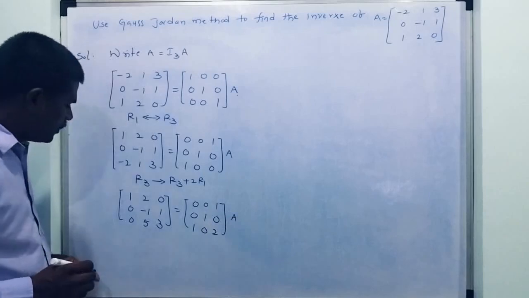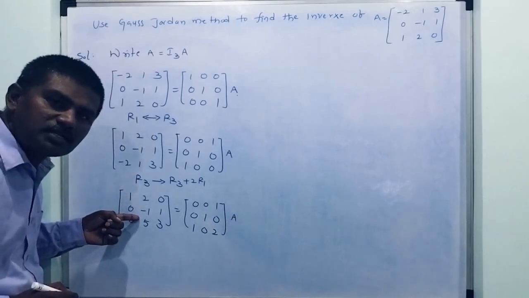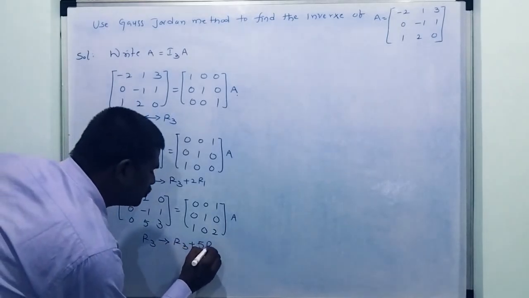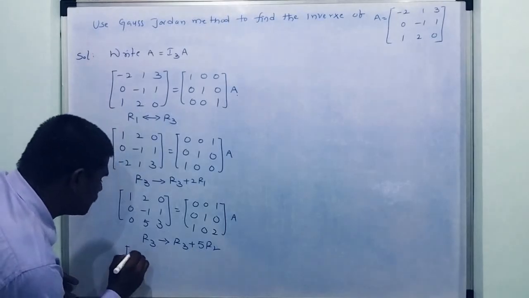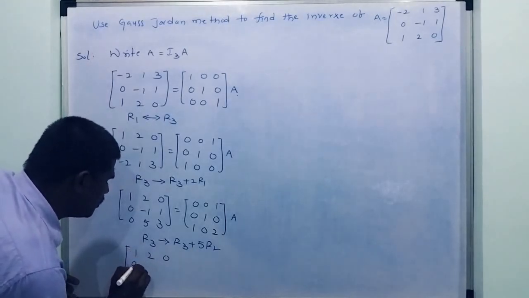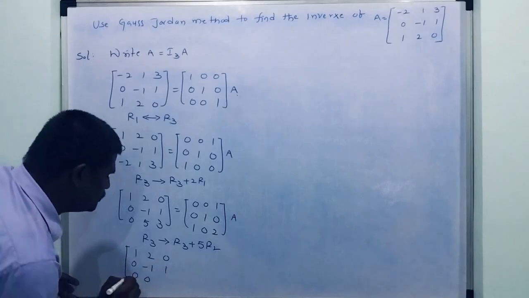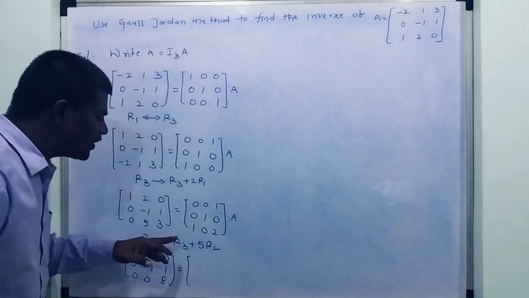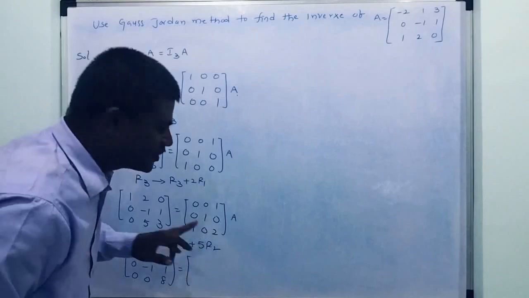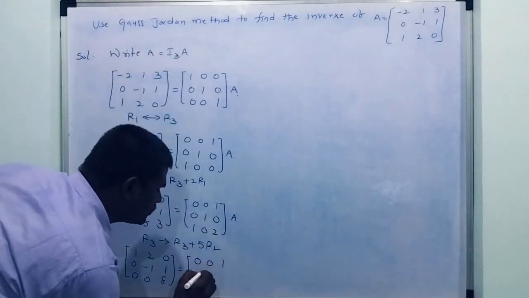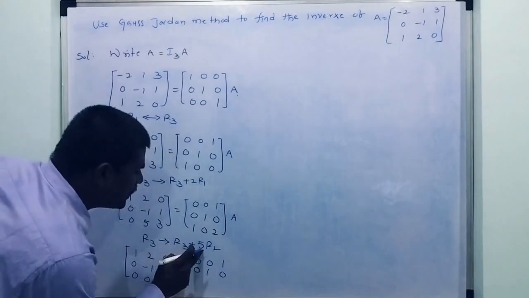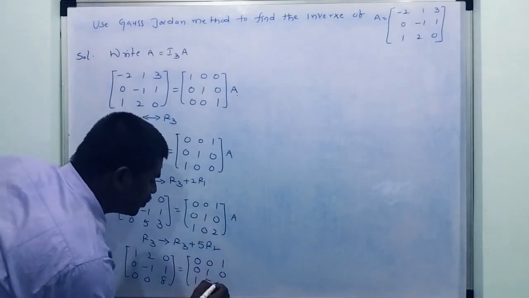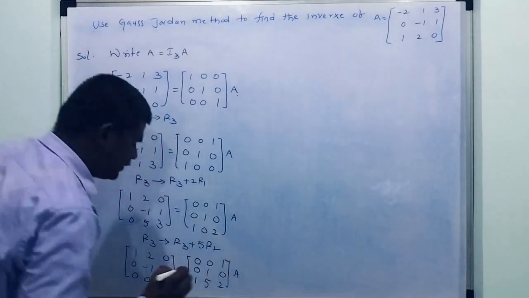Into A. Now use this element and make this one as 0. How? R3 tends to R3 plus 5R2. Then this will become 1, 2, 0, 0, minus 1, 1, 0, 0, 3 plus 5, 8 is equal to. The same row operation should be applied on the prefactor of RHS, which means 0, 0, 1, 0, 1, 0, R3 plus 5R2, R3 plus 5R2, 1, R3 plus 5R2, 5, 2 plus 0, 2 into A.